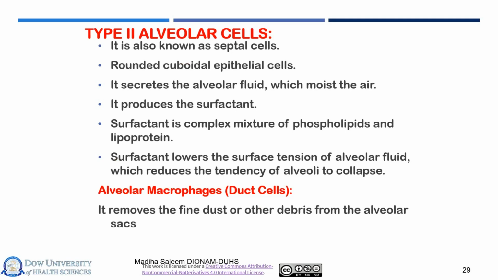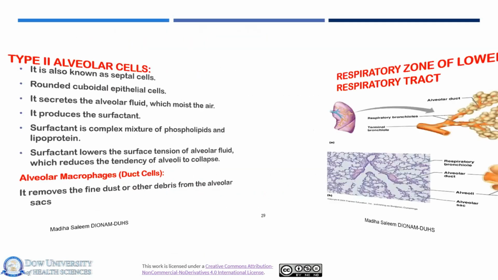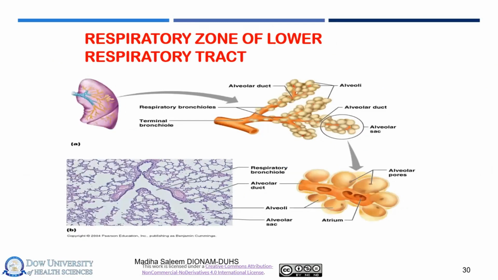Alveolar macrophages, or dust cells, remove fine dust and other debris from the alveolar sac. This is the respiratory zone of the respiratory tract. As you can see in the pictorial view, that is the bronchi, lungs, alveolar duct, alveolar sac, and respiratory bronchiole.